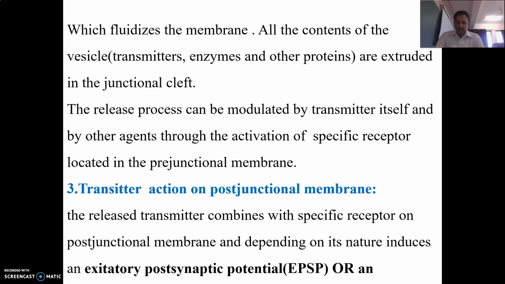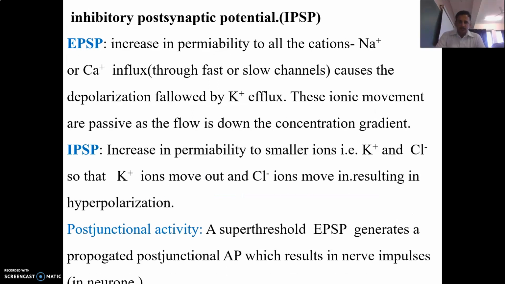That is the excitatory postsynaptic potential or the inhibitory postsynaptic potential, because they are acting on the post-junctional side. That's why the effect is an excitatory postsynaptic potential or an inhibitory postsynaptic potential. What usually happens in the excitatory postsynaptic potentials? There is an increase in the permeability of all the cations.